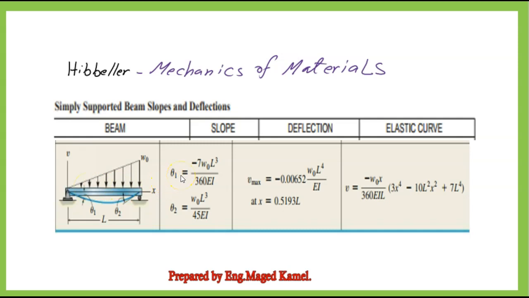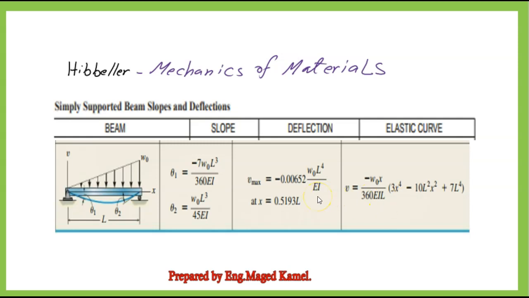We can see that theta 1 value equals minus 7 W naught L raised to the power of 3 divided by 360 EI, while the theta 2, or the value of the slope for the right support of the elastic curve, will be equal to W naught L raised to the power of 3 divided by 45 EI. The elastic curve equation, the small v, equals minus W naught x divided by 360 EIL multiplied by 3 x to the 4 minus 10 L square x square plus 7 L to the 4.